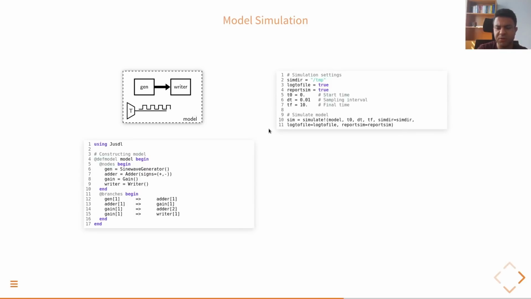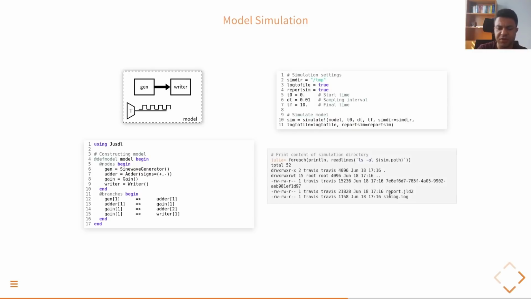But before the simulation, we can configure some simulation settings. For example, we can specify the simulation directory. We can specify whether a log file should be created or whether a report file should be created. We must actually specify the start time and final time of the simulation and the step size of the simulation. With these simulation settings, the model can be simulated as shown here. And after the simulation, all the files related to the simulation are written to the simulation directory.